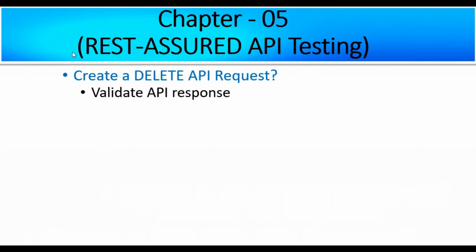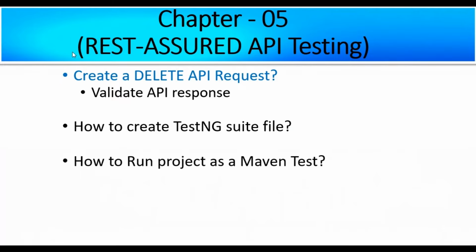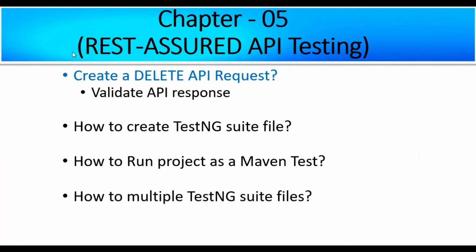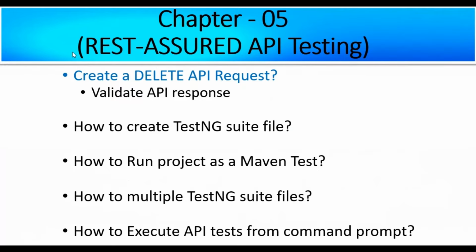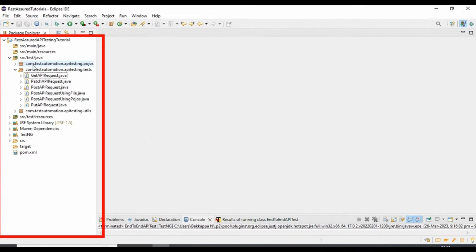Then we will validate the API response. Next, how to create a TestNG suite file. Then I will discuss how to run the project as a Maven test. Then I will discuss how to create multiple TestNG suite files. Finally, I will discuss how to execute Rest Assured API tests from the command prompt. Now I will start discussing how to create the delete API request using Rest Assured.